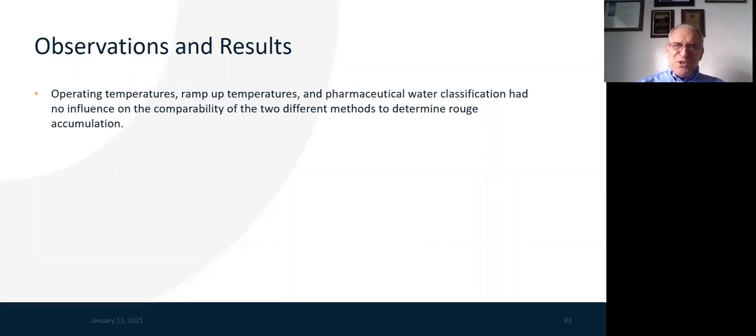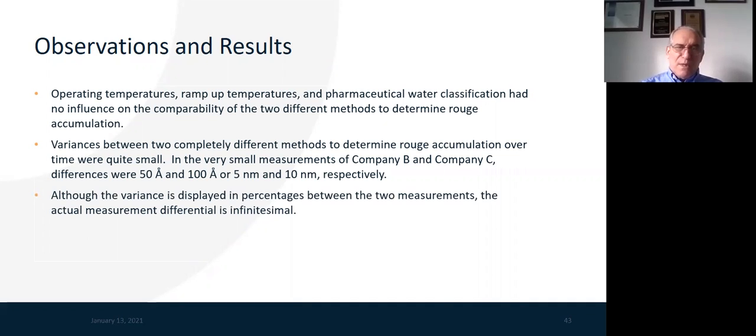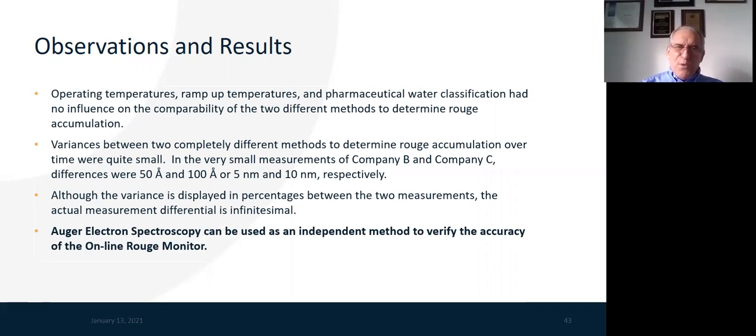A couple of observations about this particular system. Operating temperatures, ramp-up temperatures, pharmaceutical water classifications had no influence on the comparability of the two different methods. However, the differentials that we saw were very, very small. And the variances and percentages were extremely small also. So we could actually use Auger electron spectroscopy as an independent method to verify the accuracy of an online Rouge monitor, or we can use 2 online Rouge monitors on the same system in order to show comparative data, much like we show with TOC analyzers.